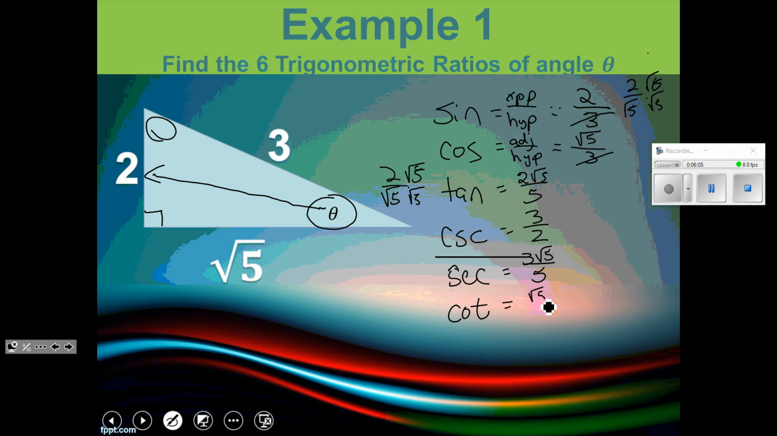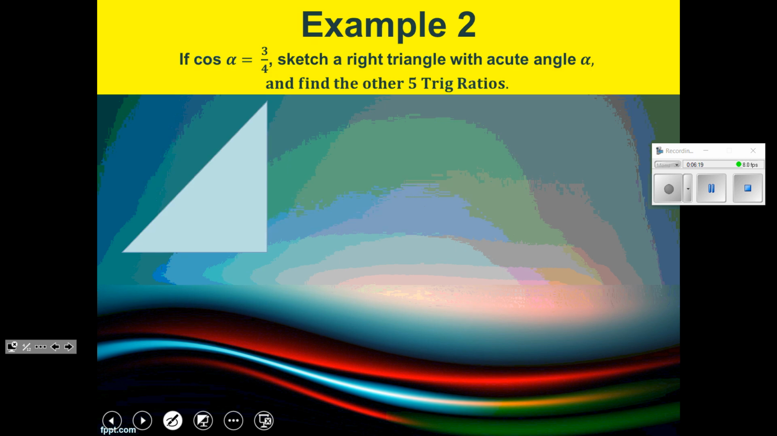Square root of 5 over 2. Any questions on that? So, feels pretty similar to what we've been doing? Yes? Just adding on one little more element to it.